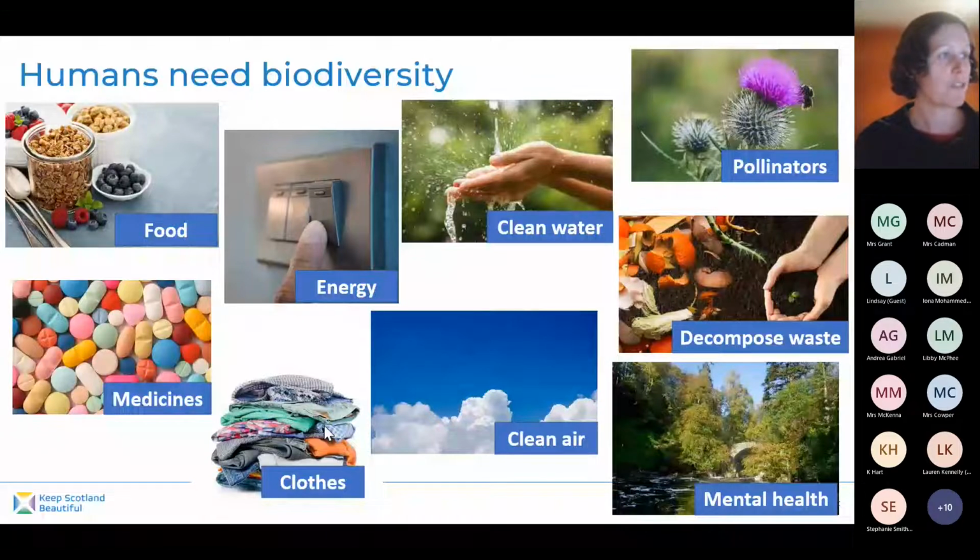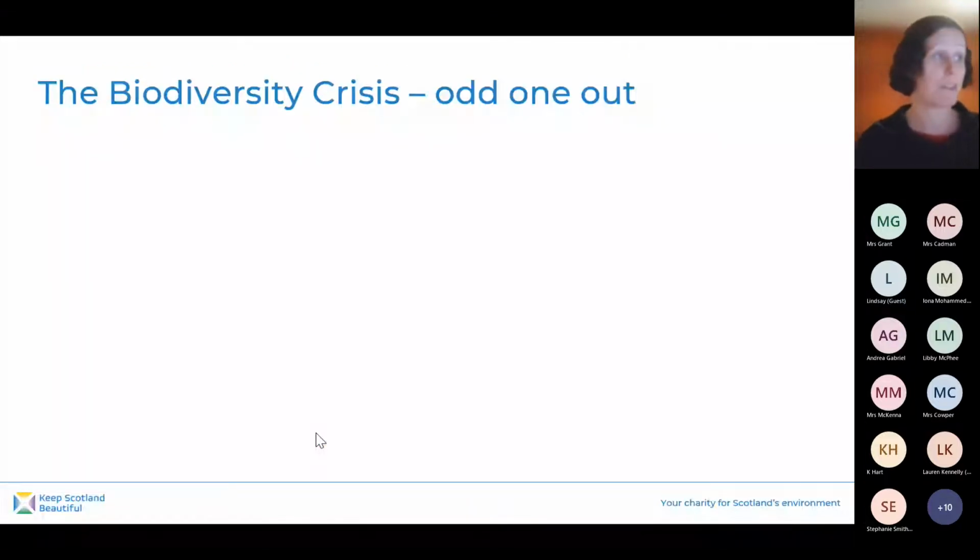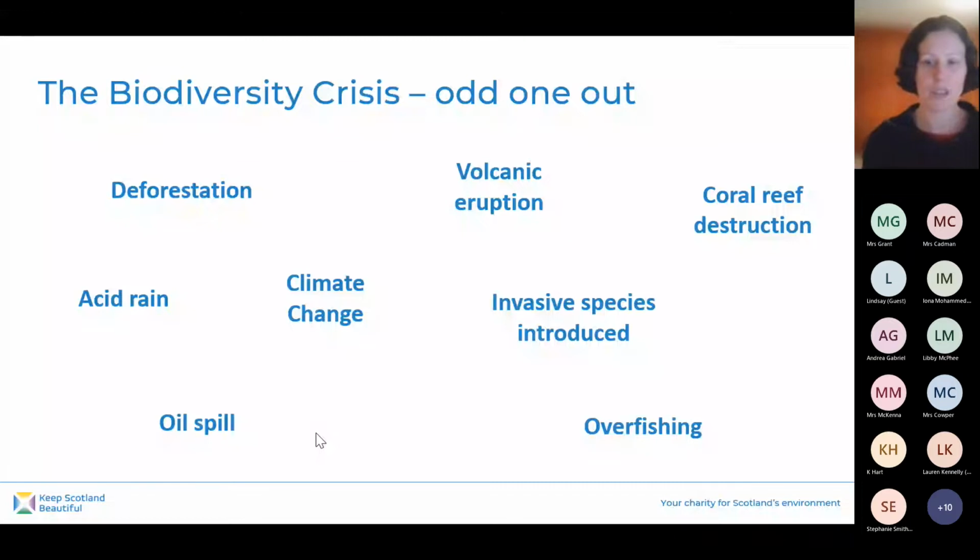So I've got another little query for you. Again, another one that you can have a go at with your children and young people if you want to. So I'm going to give you an odd one out. I'm going to show you a few different things, and I want you to see if you can figure out which one is the odd one out.